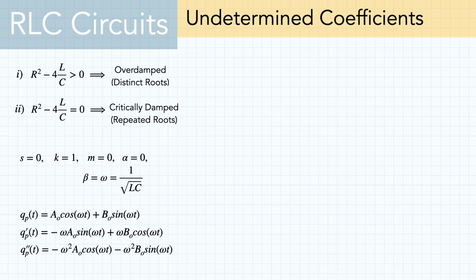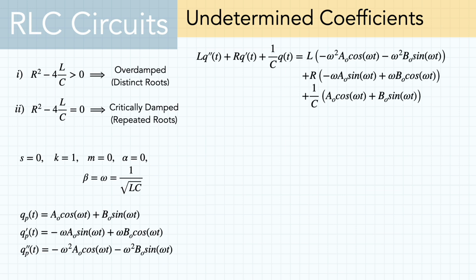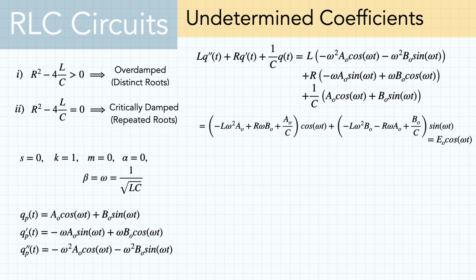Then we take the derivative, which you can do by using chain rule, and then we take a second derivative of that. Then we plug in these particular solutions into our differential equation. So for q double prime, q prime, and q of t, we plug in what we solved for right now. Then we can distribute the L, R, and 1 over c since they're constants, and group the terms by cosine and sine, and set them equal to e naught cosine of omega t. One thing to notice is that there's only a cosine omega t on the right side, so the coefficient attached to the cosine has to equal e naught, and the coefficients attached to the sine have to equal 0.